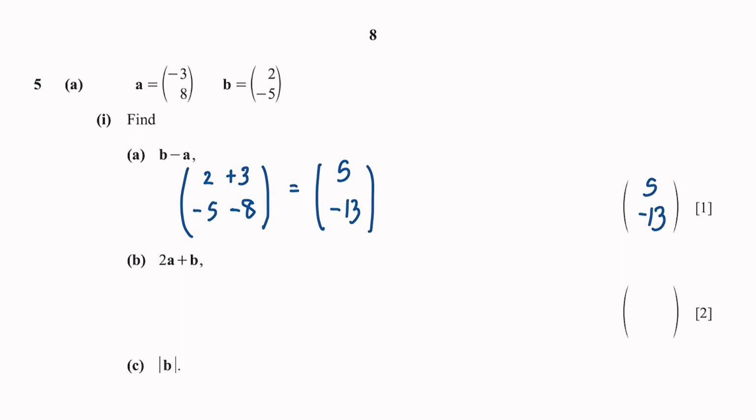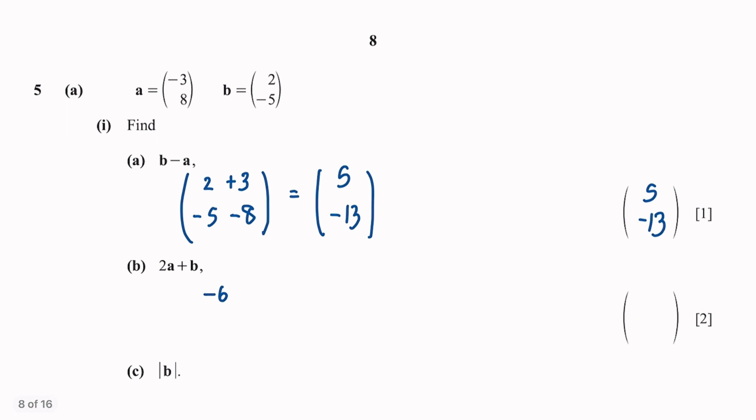2a plus b. 2a is 2 multiplied by minus 3, which is minus 6, and 2 multiplied by 8, which is 16, and then plus b, which is 2 and minus 5. Therefore, you will get minus 4, 11.